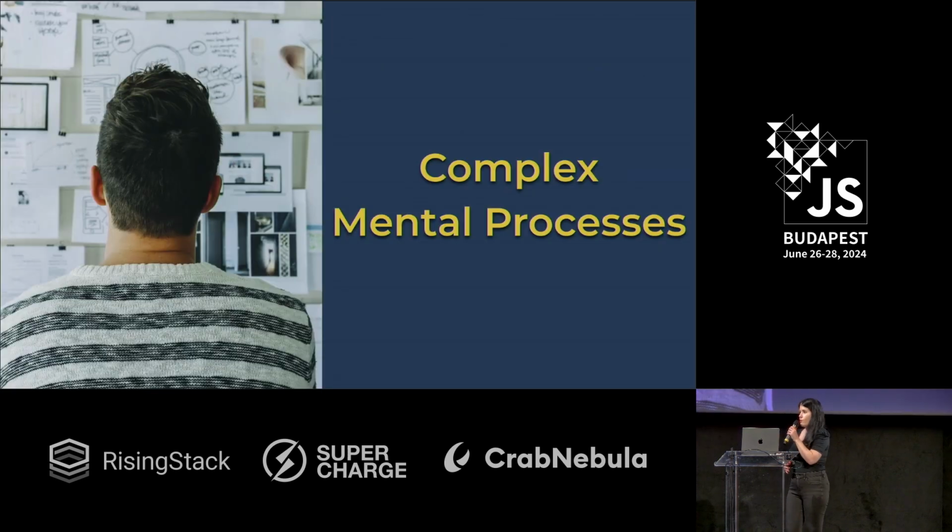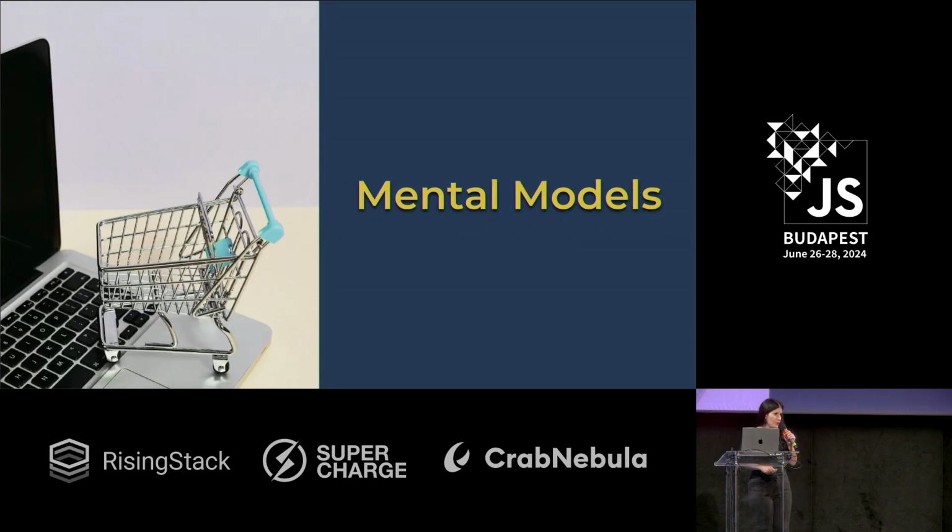So let's move on to more complex mental processes. Up until now, we talked about simple processes, perception, attention, but there are other complex processes such as decision-making and stuff like that. So, let's talk about mental models. Mental models are internal representations of the world surrounding us.